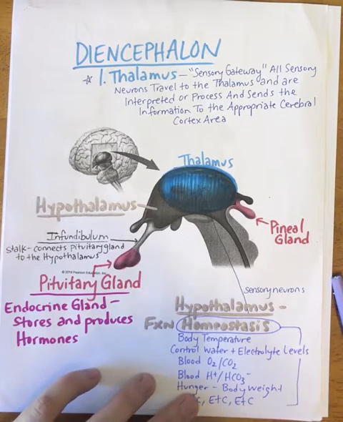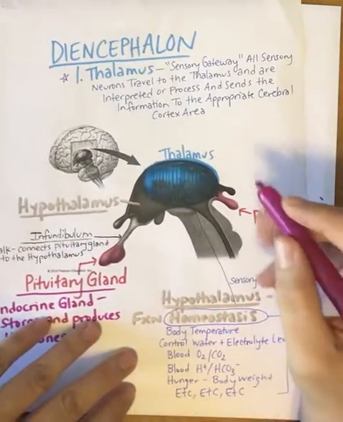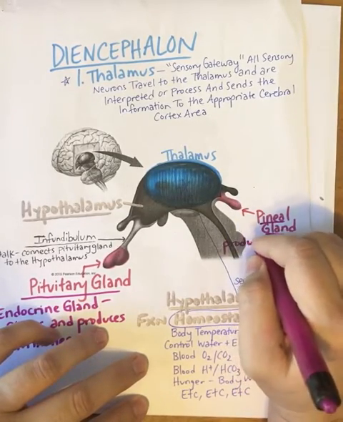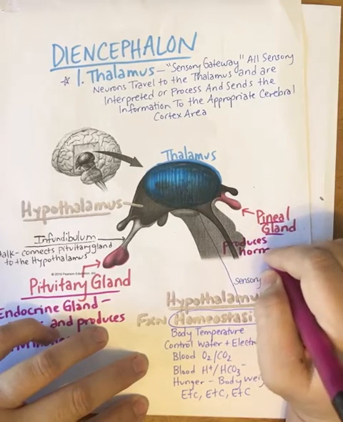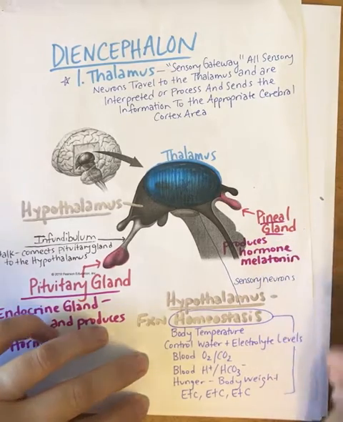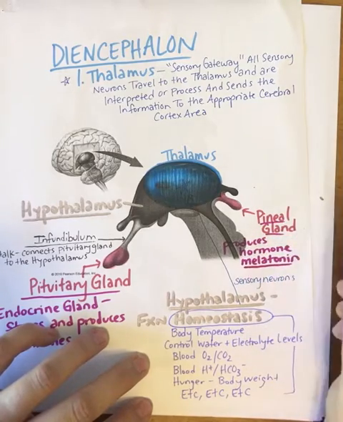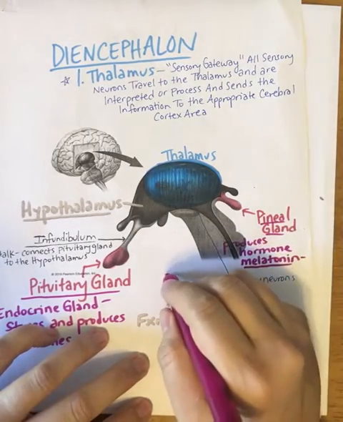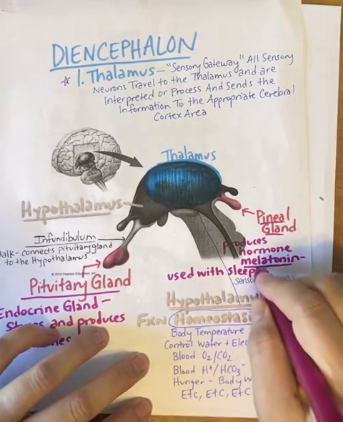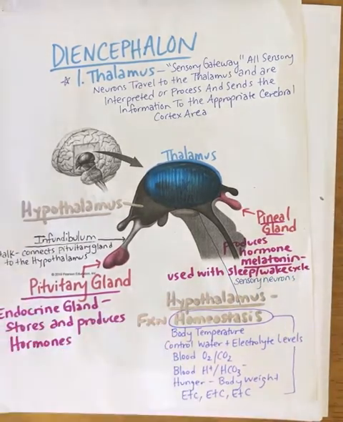So I'm running out of room. Let's see if I have anything on the back of this. I do. Produces hormone melatonin. Melatonin is going to deal with the sleep-wake cycle. Which we're going to talk about.